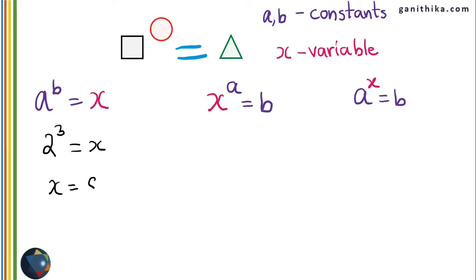Let's say 2 to the power of 3 equal to x. In this case, x is equal to 2 to the power of 3, and the value of 2 to the power of 3 is 8. Therefore, the x value is 8. This is a very simple equation where you can get the x value directly.